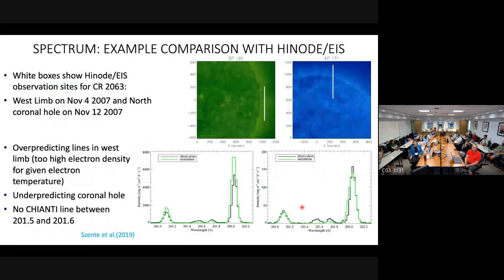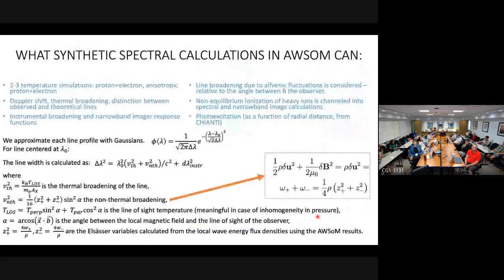Of course, we validated our code against the Hinode observations. Based on whether you look at a closed field region or a coronal hole, you match better or worse. Some lines are missing from CHIANTI, so we could not model them, but it's not far from what is observed. So what can AWSoM do?